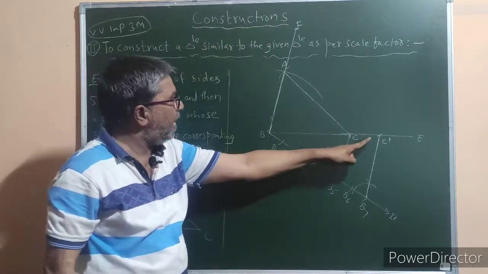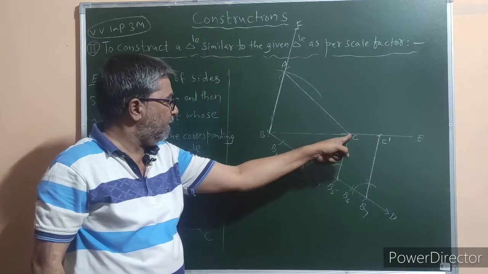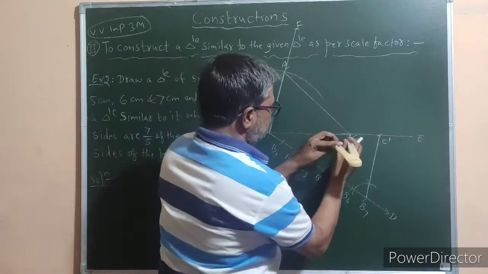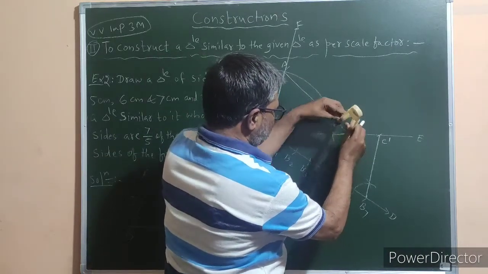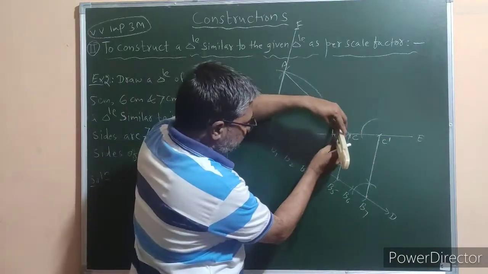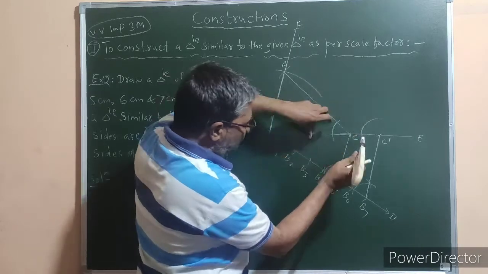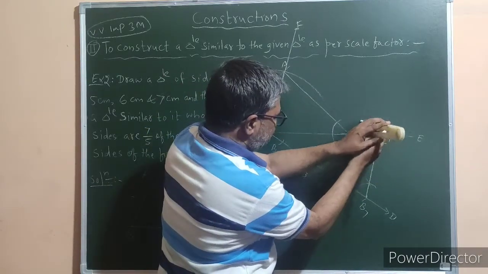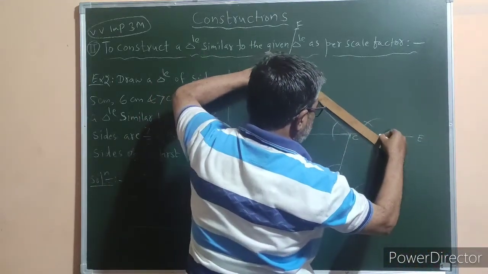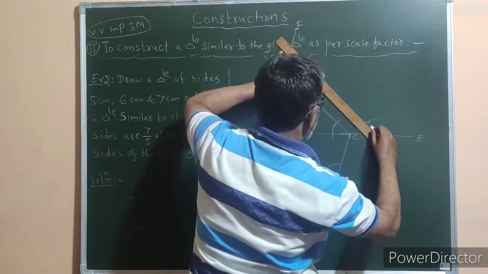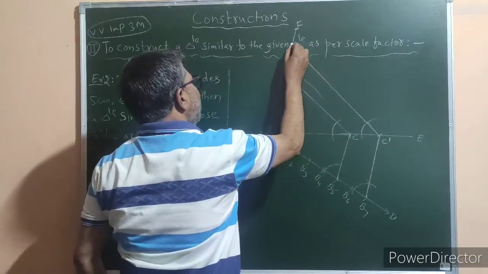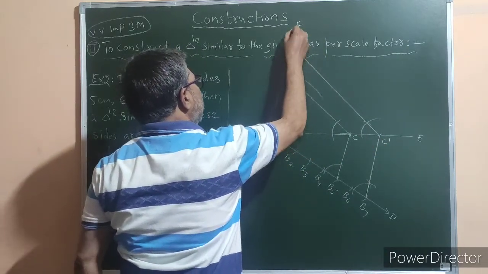Now from C dash you are going to draw a line parallel to CA, and for that same procedure you have to follow. Take a certain distance on compass, draw an arc, assuming C dash as center, drawing one more arc, taking the in between distance of these 2 points or these 2 lines, assuming this point as center, cutting the arc to get a point, draw a line joining C dash and that point and extend this line up to BF to meet BF at a point, and that point will be A dash.